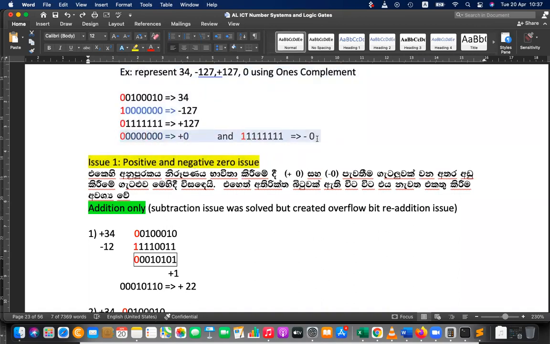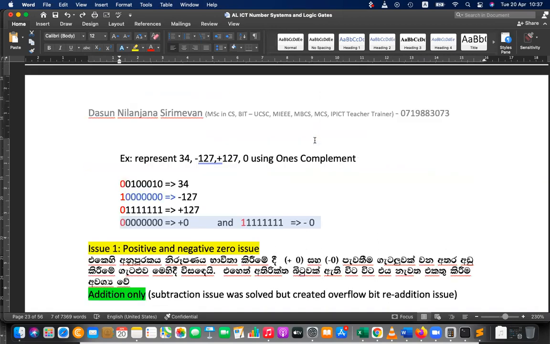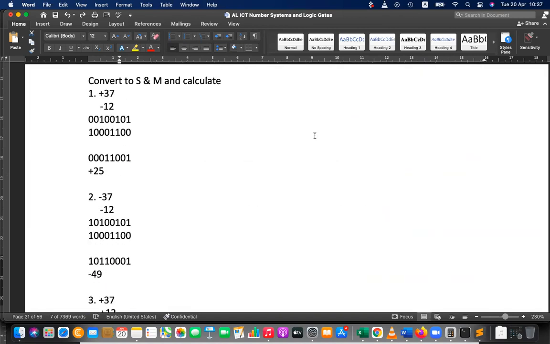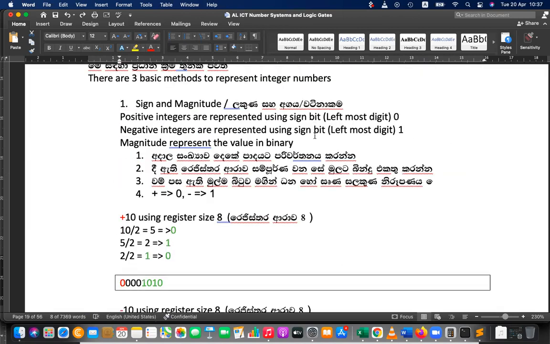Here you can see by this example. Sign and magnitude had positive and negative zero. Here, this is plus zero, and this is minus zero in sign and magnitude. So yeah.